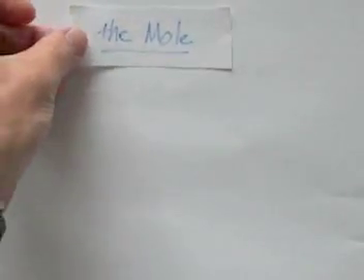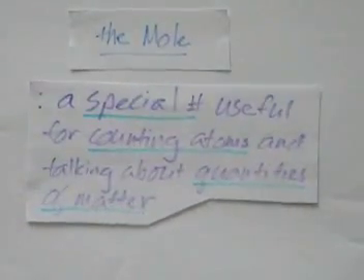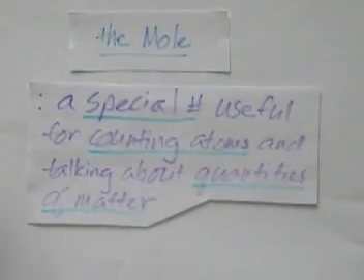Hi, this is Mr. Whalen, and in this video I'd like to introduce a special number and concept that is fundamental to chemistry, the mole. Now when we talk about the mole in chemistry, we're not talking about a little animal that lives in the ground or a spot on your skin. A mole is a special number useful for counting atoms and talking about quantities of matter.